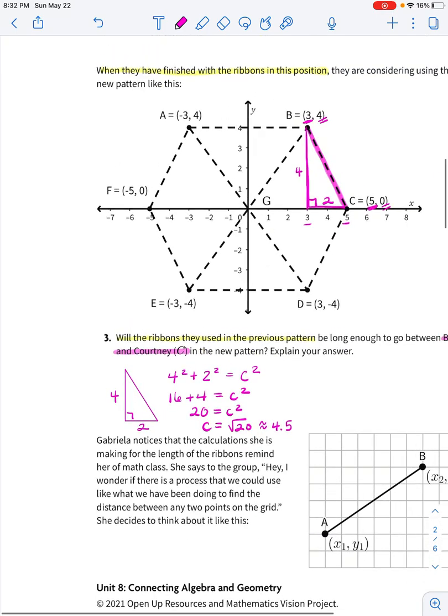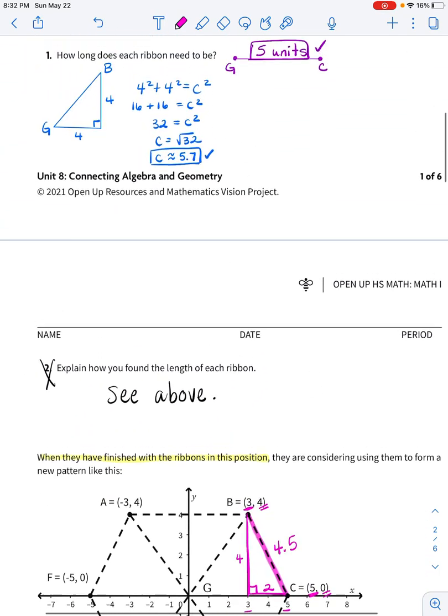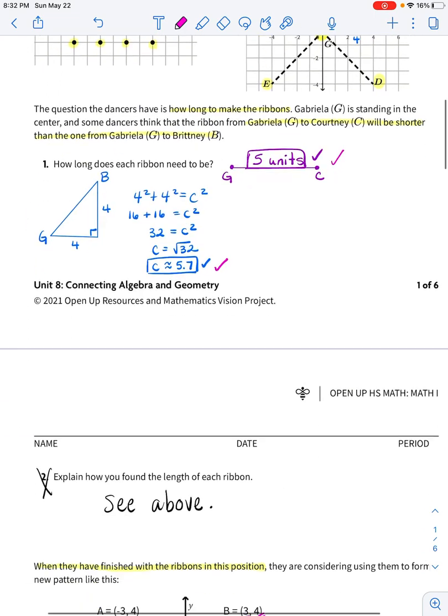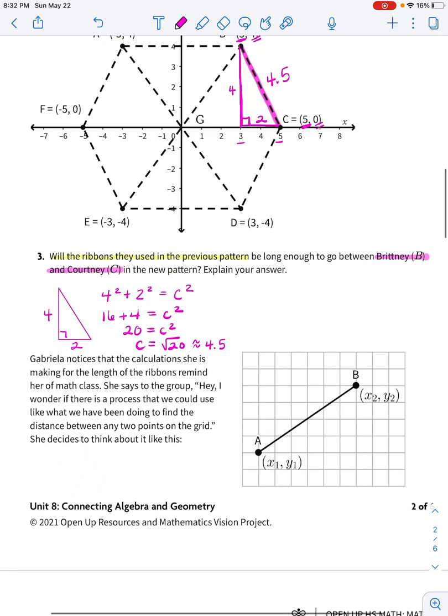Okay, so that diagonal between Brittany and Courtney is about 4.5 units long. So will the ribbon they used in the previous pattern be long enough? I'm going to go back and remember what that was. Oh yeah, sure. Because it was 5 on the horizontal, it was 5.7 on the diagonal. So now if it's 4.5, oh sure, they'll have plenty, right? They'll have plenty of ribbon. So yes, it will be long enough.